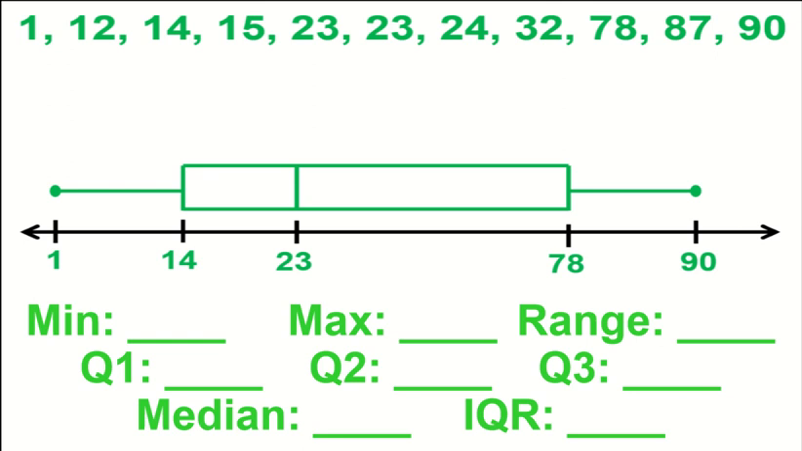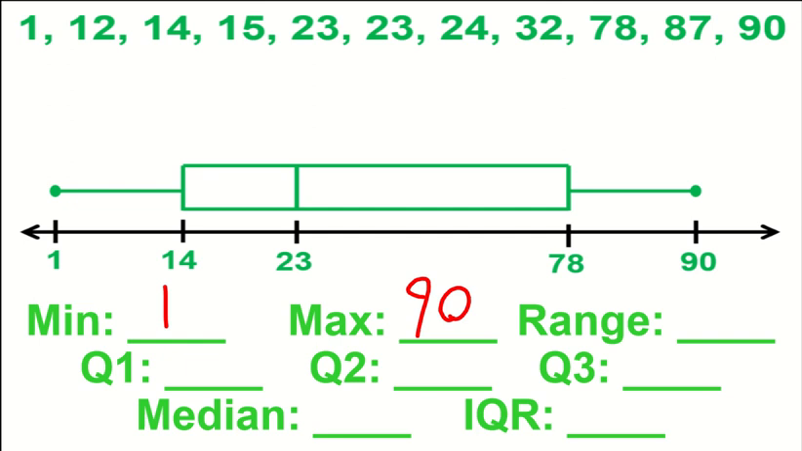So these are the things you could be asked. So what's the minimum? Who can tell me? Raise your hand. 1 is the minimum. Maximum. Ben. 90 is the maximum. High, low, maximum, minimum. So minimum is the lowest number, maximum is the largest.